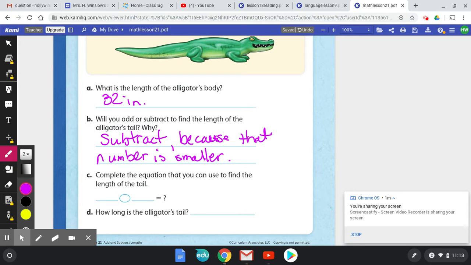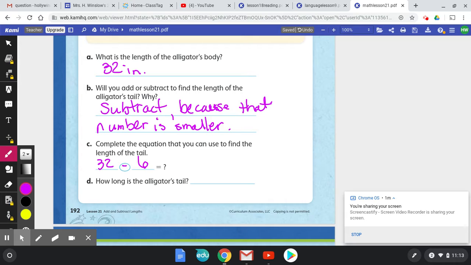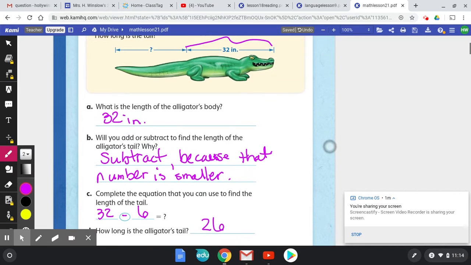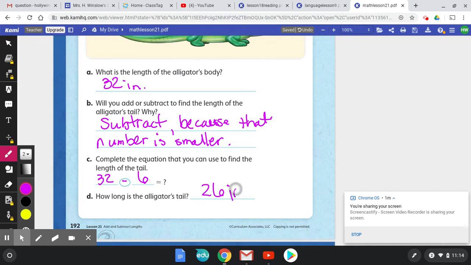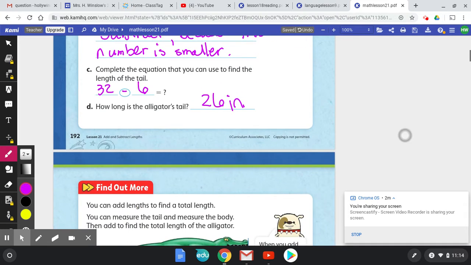So if the body is 32 inches and we are trying to find out the tail is 6 inches shorter, we're going to subtract the 6 inches. So how long now is the alligator's tail? And if you did your subtraction correctly, you should have gotten 26 inches. All right. So now let's go to the next page.